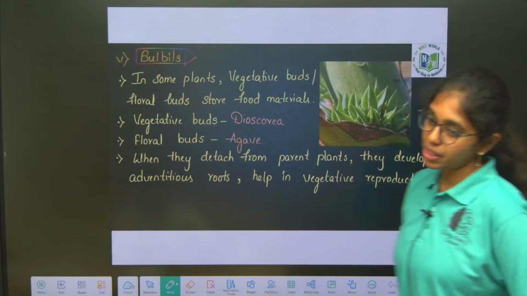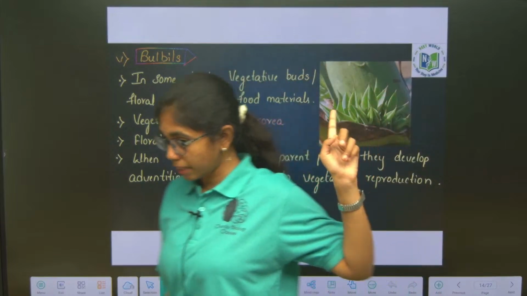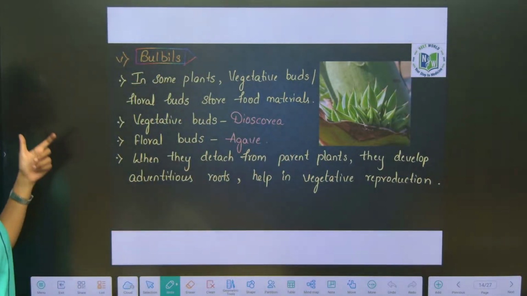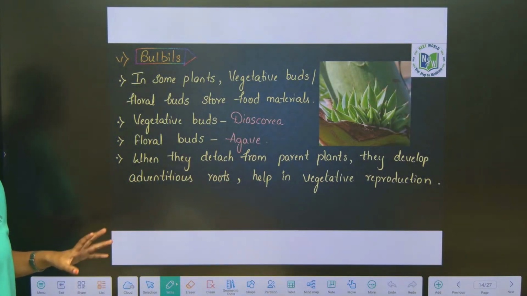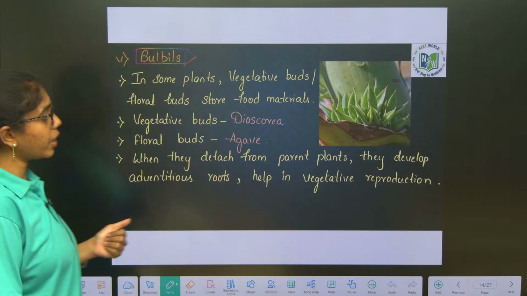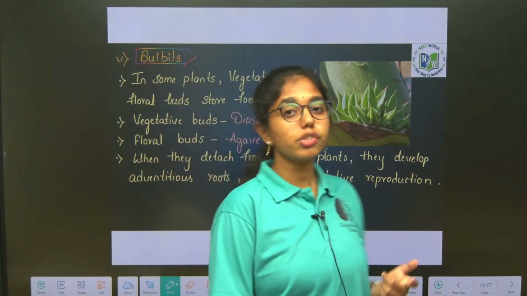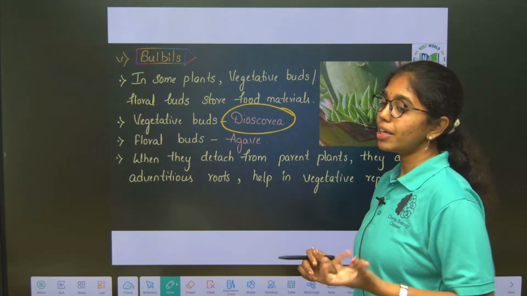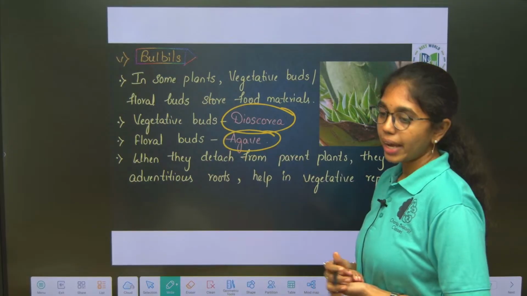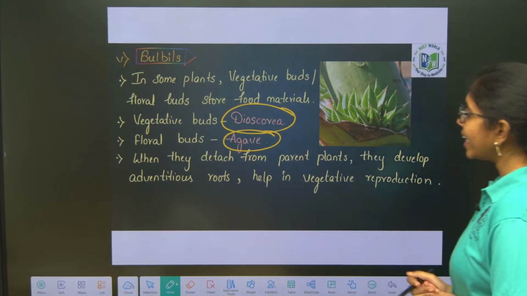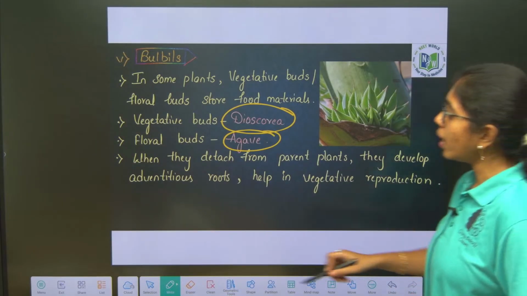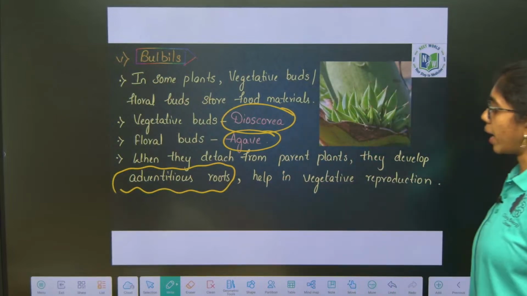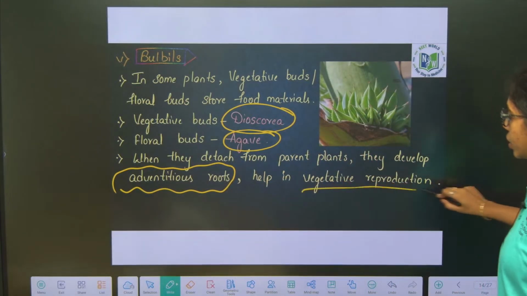And last is bulbils. A bulb is an underground stem modification; this is an aerial stem modification. In a bulbil, vegetative buds or floral buds store food material. Vegetative buds storing food material, you can see in Dioscorea. Floral buds storing food material, you can see in Agave. When they detach from the parent plants, they develop into adventitious roots. They help in vegetative reproduction.